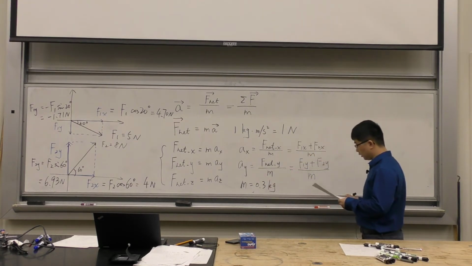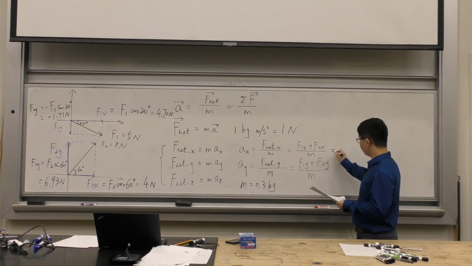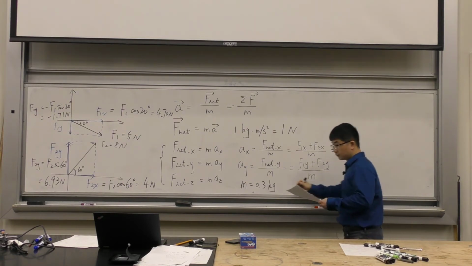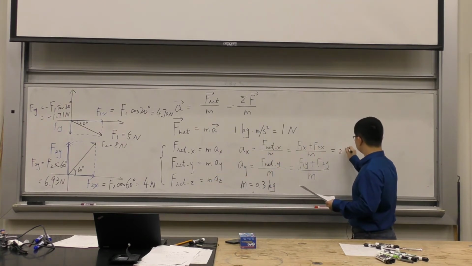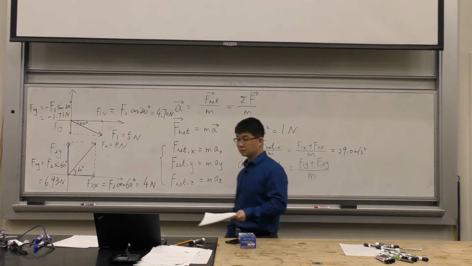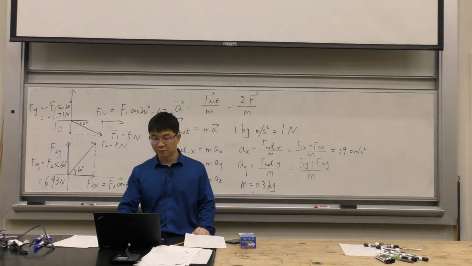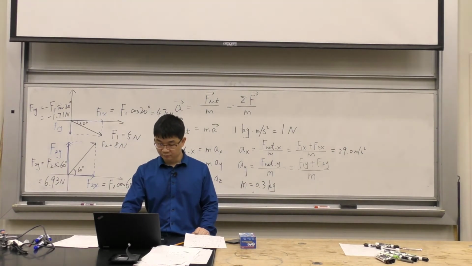Okay, so this number I got is 29.0 meters per second squared. So this is the answer for the first part, the x component of the puck's acceleration. Now the second part, the y component of the puck's acceleration.